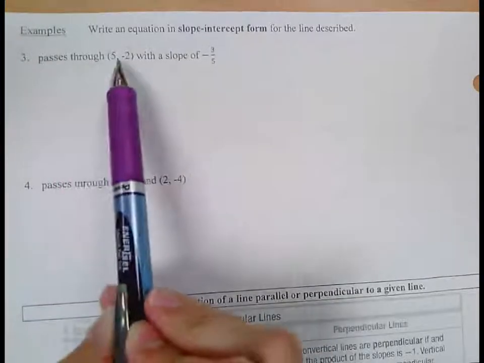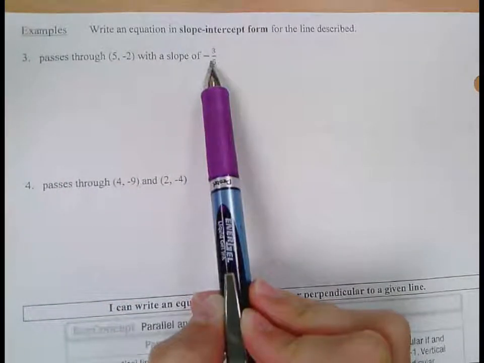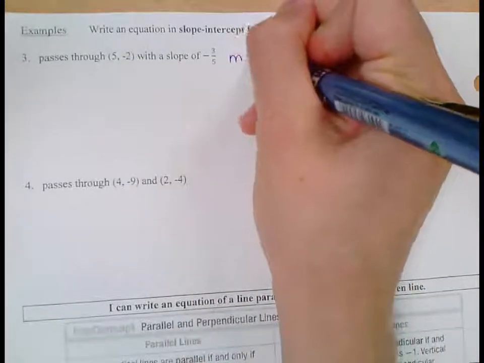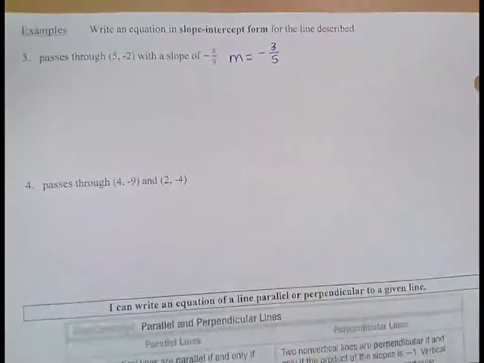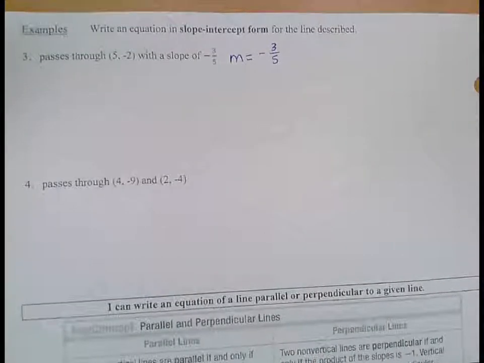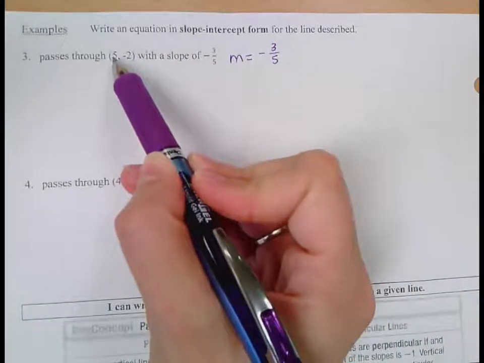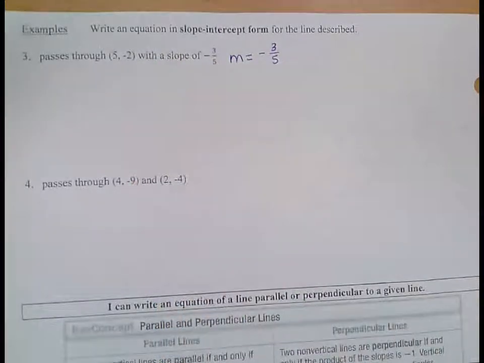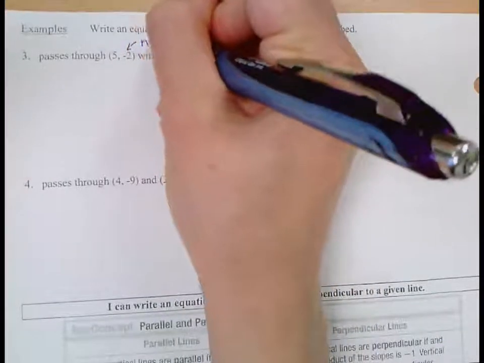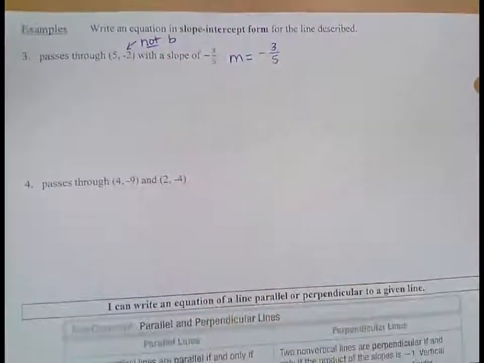Number 3, the line is passing through (5, -2) and has a slope of -3/5. So I know m is -3 over 5. For number 3, do I know what b is or do I have to find it? Am I given the b value for number 3? Is b -2? No. This is not 0 for the x coordinate, so this is not b. If you want to make a note on your sheet, -2 is not the b value. So we have to find it. We can do that in one of 2 ways.